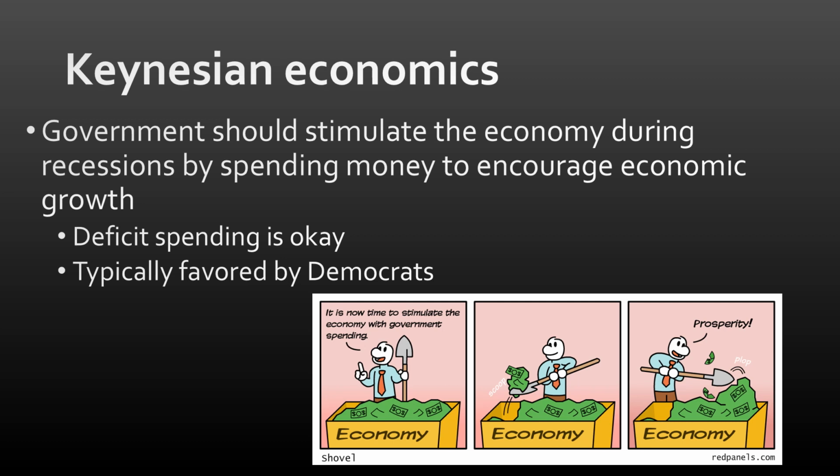All right, so we have Keynesian economics. The idea behind Keynesian economics is that the government should stimulate the economy during recessions, so when the economy is not doing well, by spending money to encourage economic growth. So, they believe that there is an active governmental role in the economy. If the economy isn't doing well, the government should spend money, even if that means engaging in deficit spending, so borrowing money, making future generations have to pay for that. That's okay, because it'll help the economy now. That's Keynesian economics, and is typically favored by Democrats.